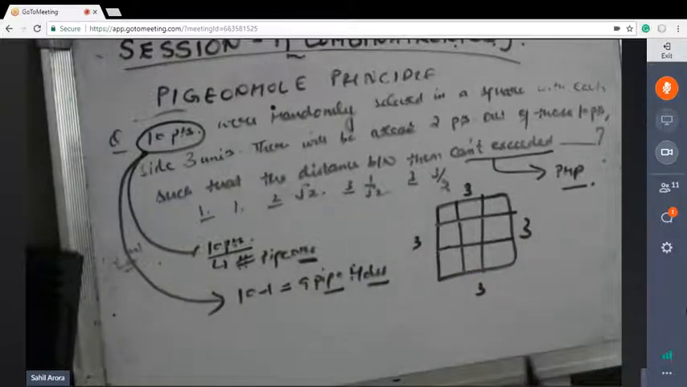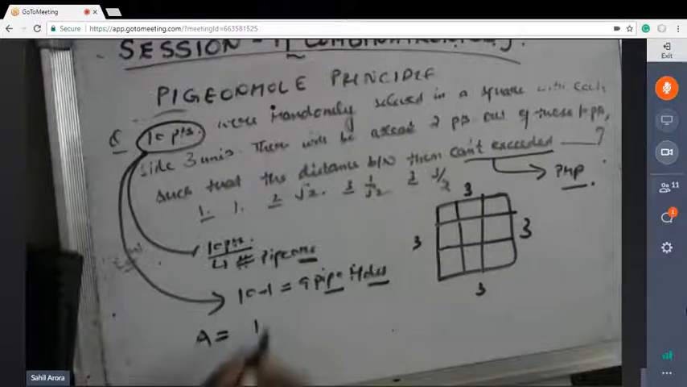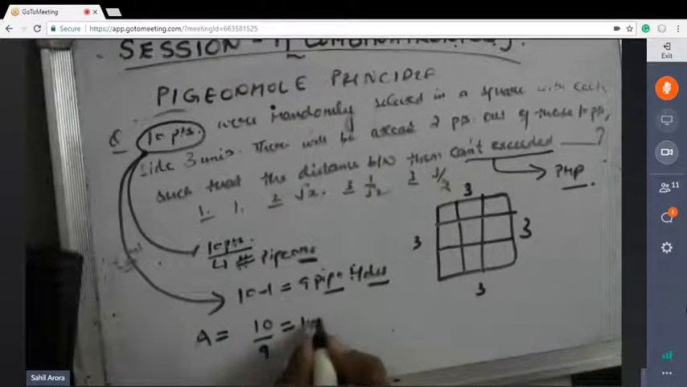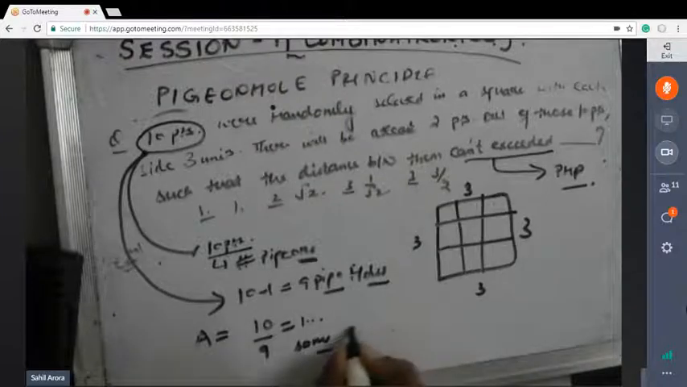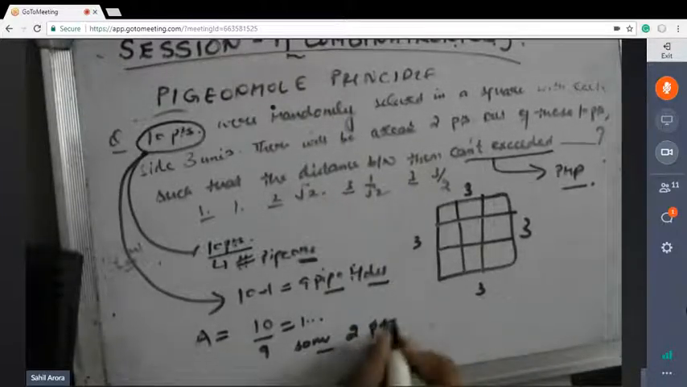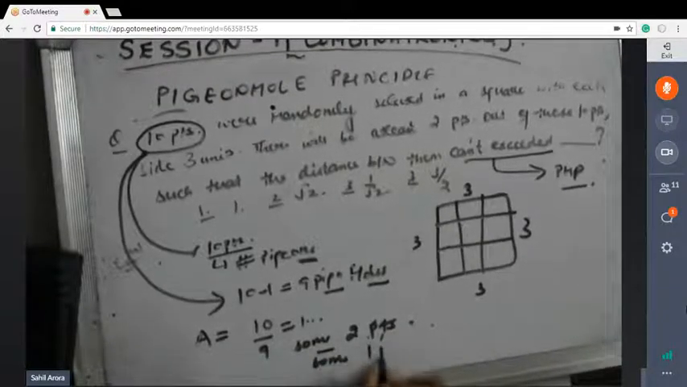Now, what will be the average? Average would be 10 by 9, so it would be 1 point something. So some pigeonholes would consist of at least 2 pigeons. Sorry, in our case it is points. So some would consist of at least 2 points and some would consist of 1 point.